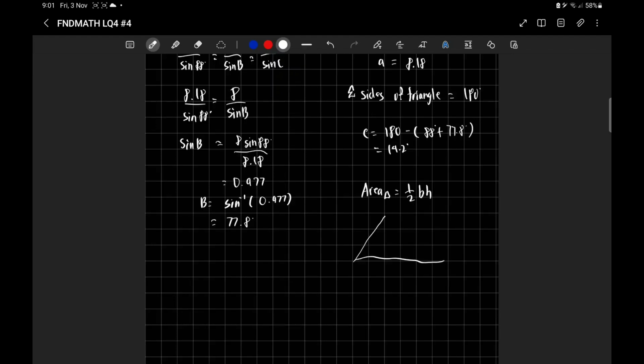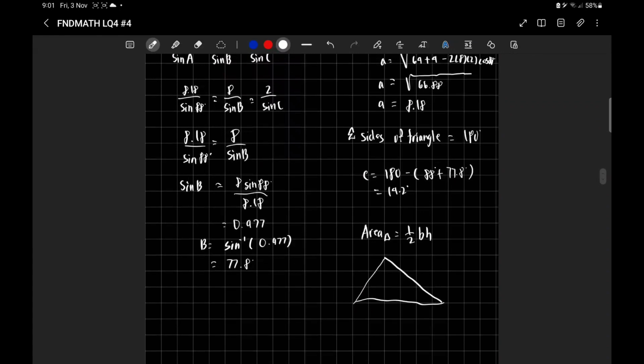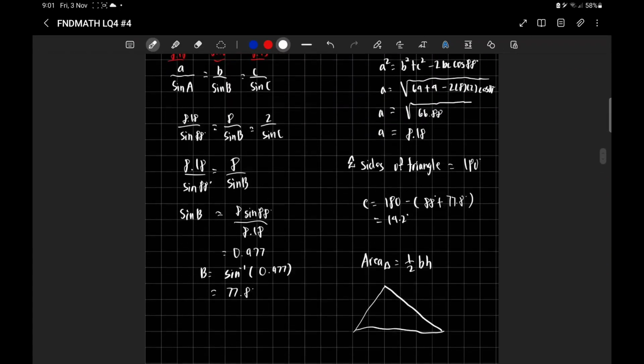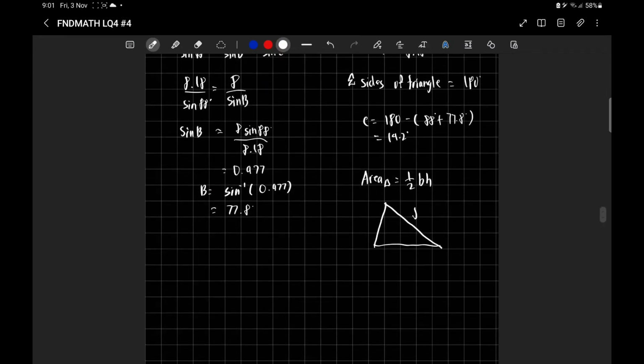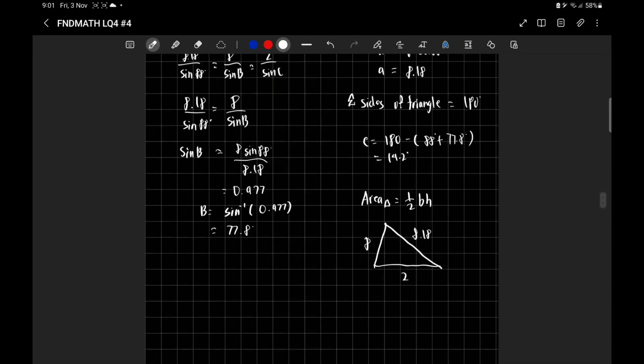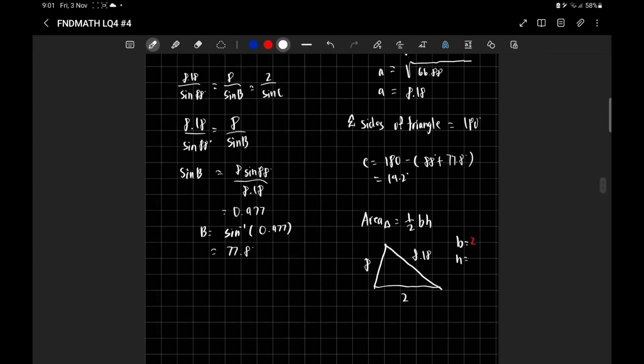It may not be up to scale. Sorry for the horrible drawing once again. It's almost the same triangle, but let's just fix it. Let's try to make it a little bit more realistic to the real triangle here. Okay, now we already solved for A, which is just 8.18. It's 2 and this 8. So we know that the base is just equal to 2. So we have to find the height, which is the altitude.